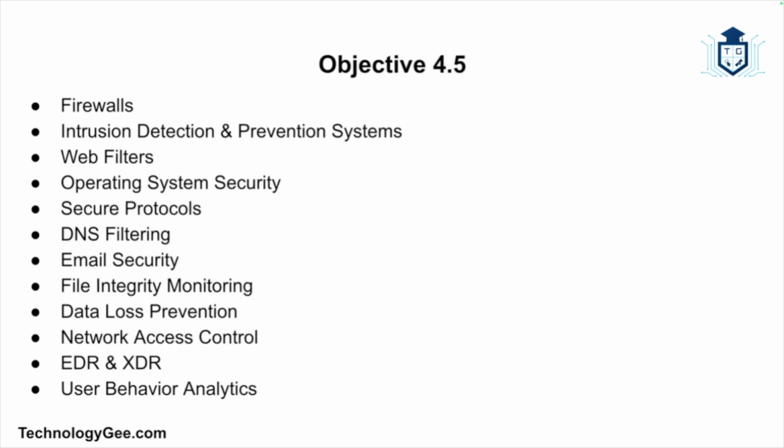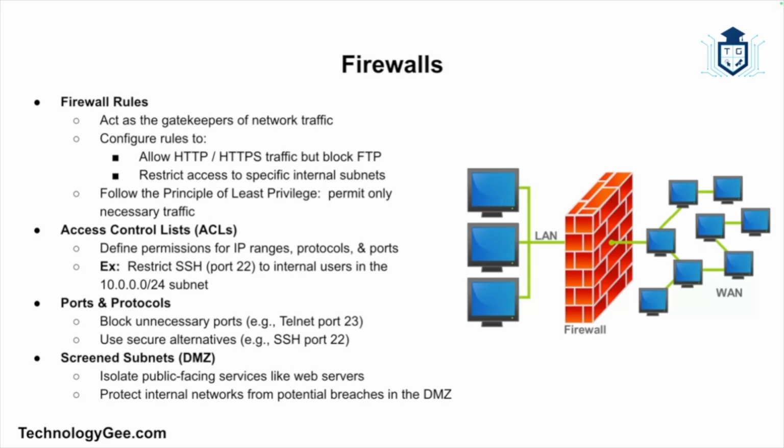So let's get started. The first thing we're going to talk about is firewalls. Firewalls are the gatekeepers of your network, and they have rules that dictate what traffic is allowed in or out. For instance, you can create rules to allow HTTP and HTTPS traffic, but block FTP traffic. And you can create rules to restrict access to specific subnets to internal IP ranges. But you always want to remember to follow the principle of least privilege when configuring these rules, so you only permit what is necessary.